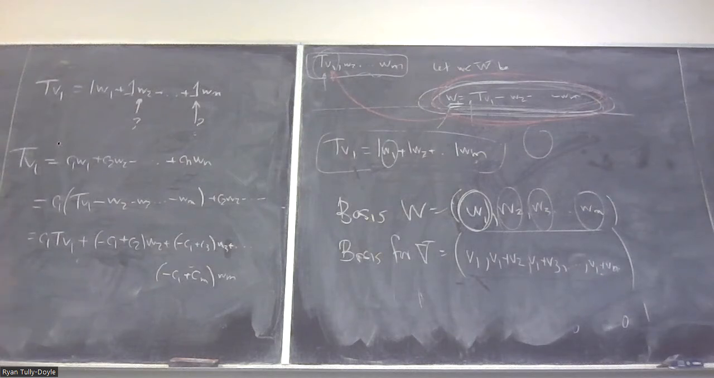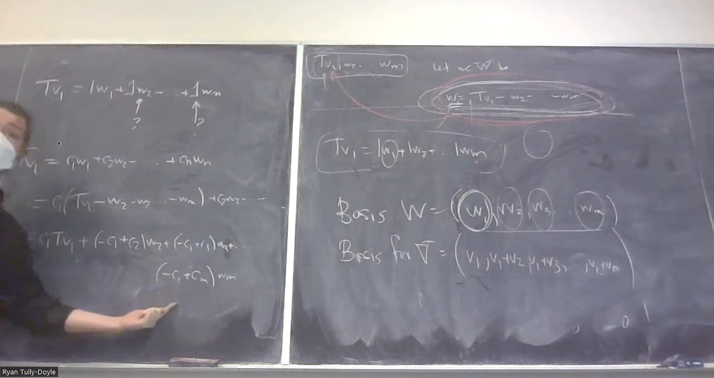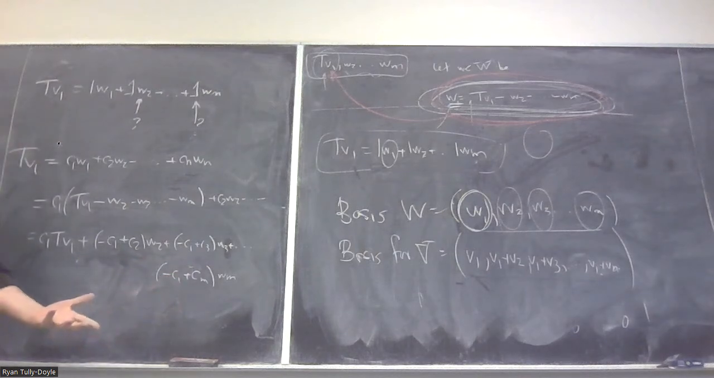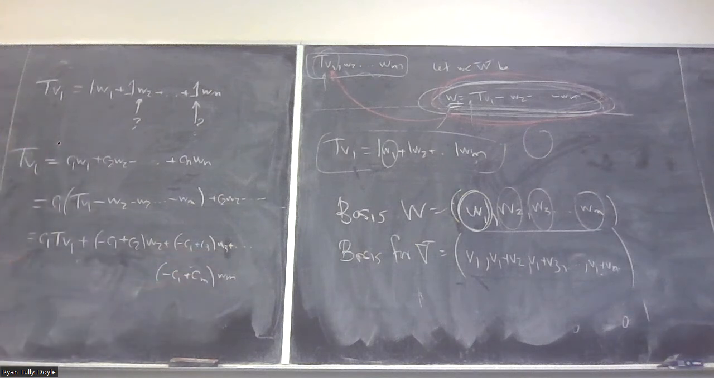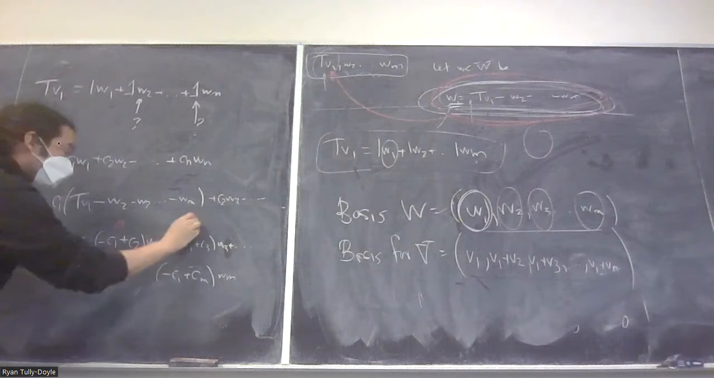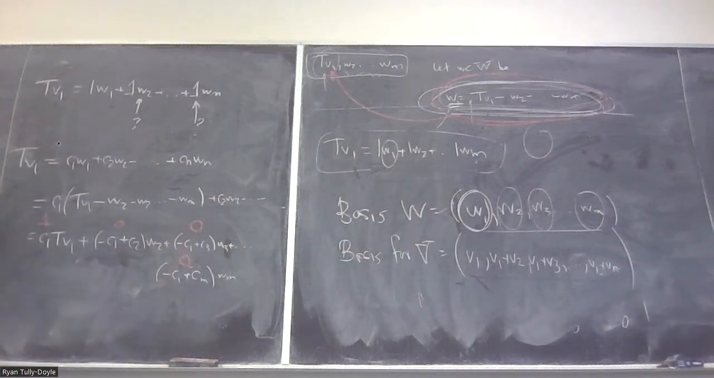So one way to make this true would be to put a 1 right here and a 0 in all the rest of these. Is there any other way to make it? Can I come up with any other linear combination of this vector and the W2 and the W3 up to WM that makes this equal to TV1, other than saying this must be 1 and that must be 0 and that must be 0 and that must be 0? Is there any other linear combination of these guys that will equal this? Why not?